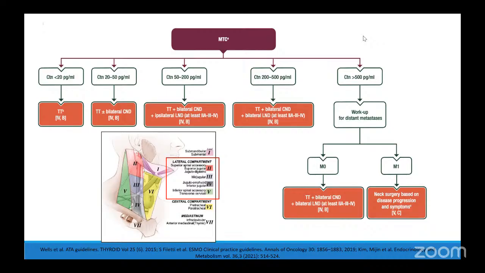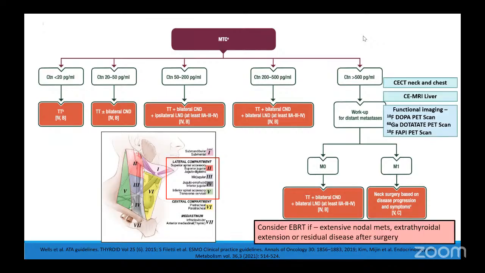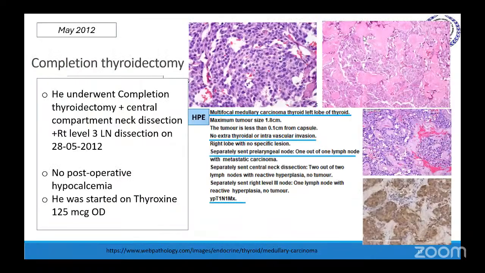And when the calcitonin crosses 500, there is an increased risk of metastasis, so a metastasis workup has to be undertaken and followed. After the total thyroidectomy is done, based on the local disease, whether there was extensive extrathyroidal extension, extranodal extension, or a gross residue after surgery, an R1 or R2 resection, we can consider external beam radiotherapy after total thyroidectomy.